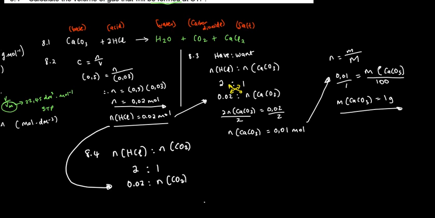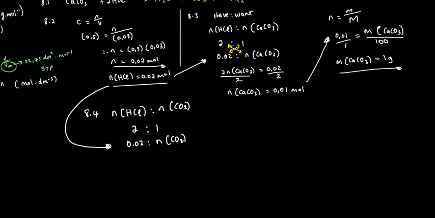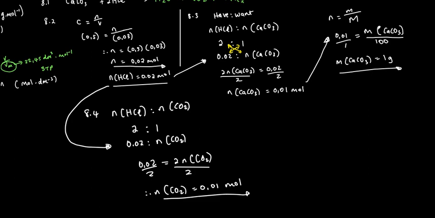Now our goal is to simplify. We cross multiply: 0.02 times 1 is 0.02, and 2 times that is 2 n(CO2). Then you divide by 2 on both sides. Therefore, the number of moles of carbon dioxide is 0.01 mole.